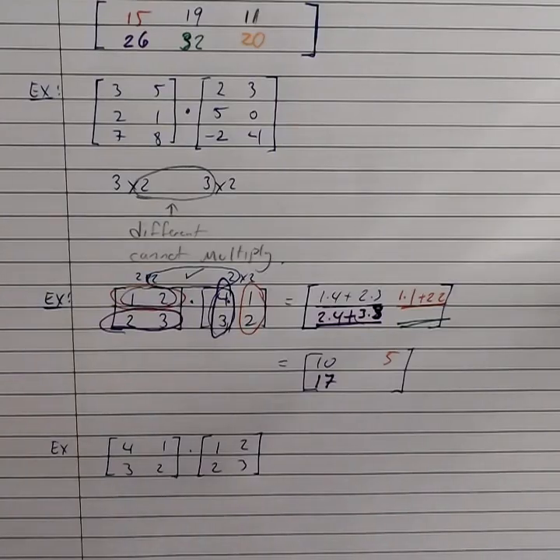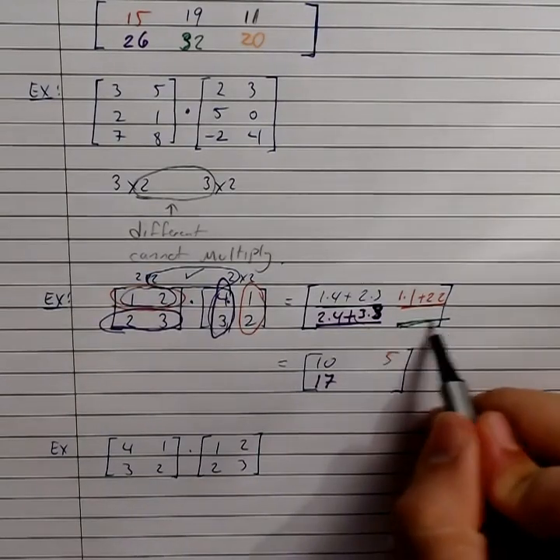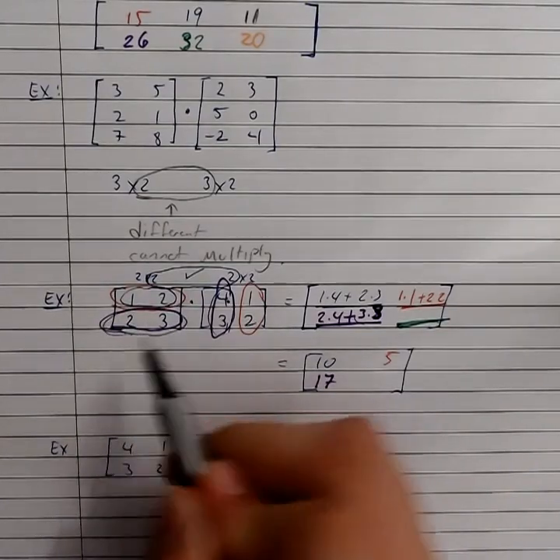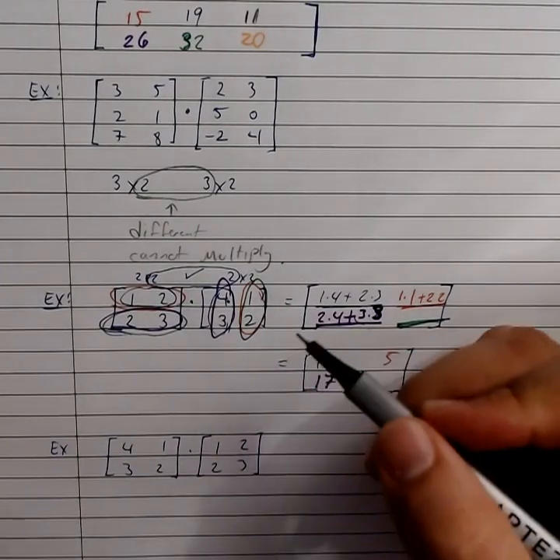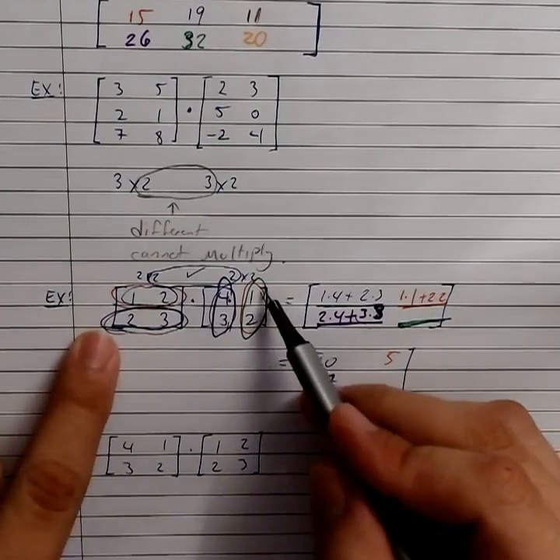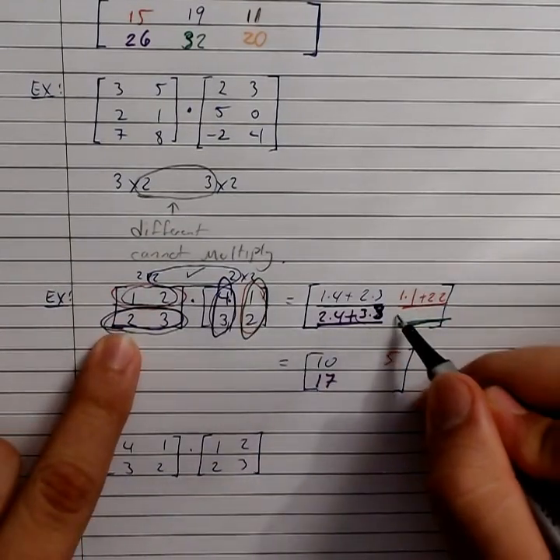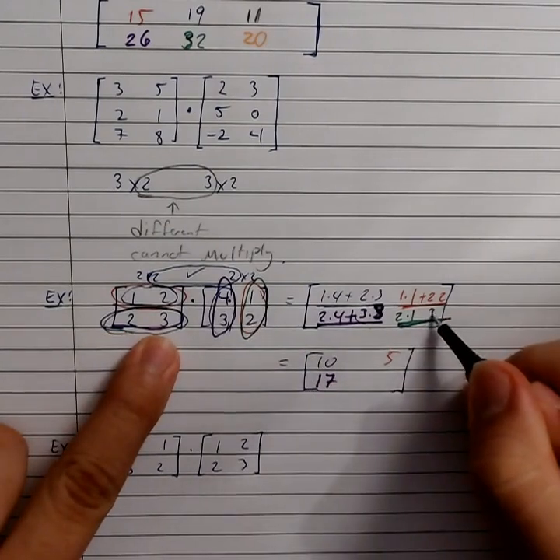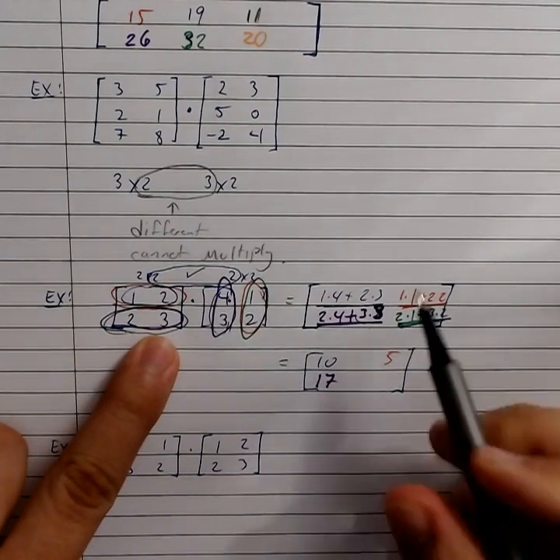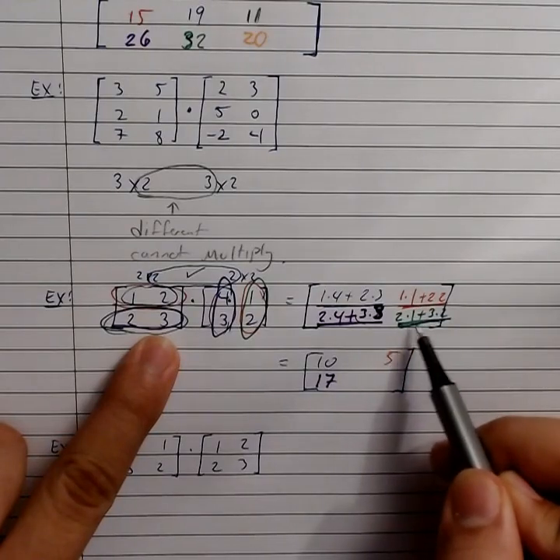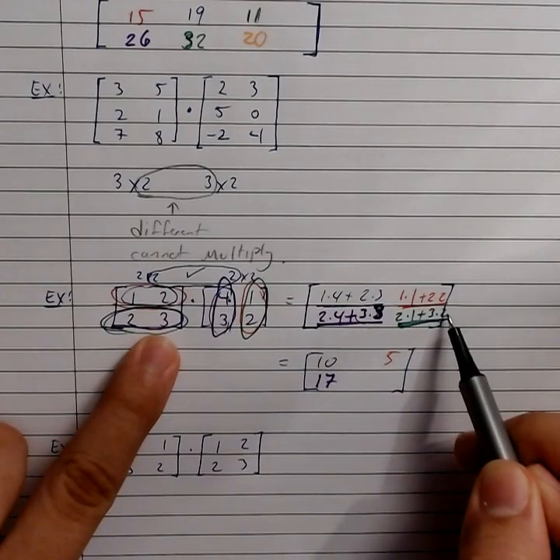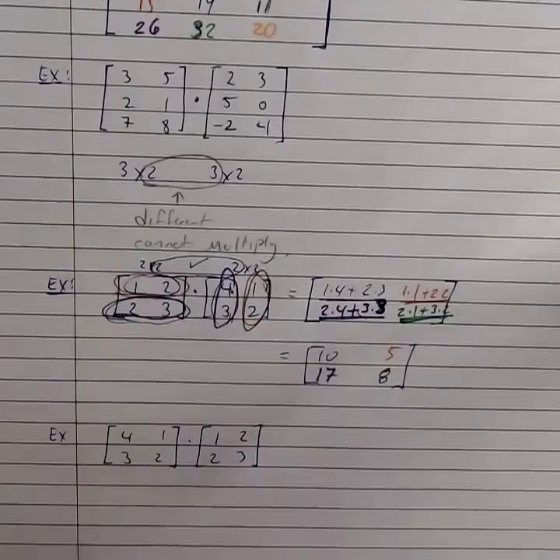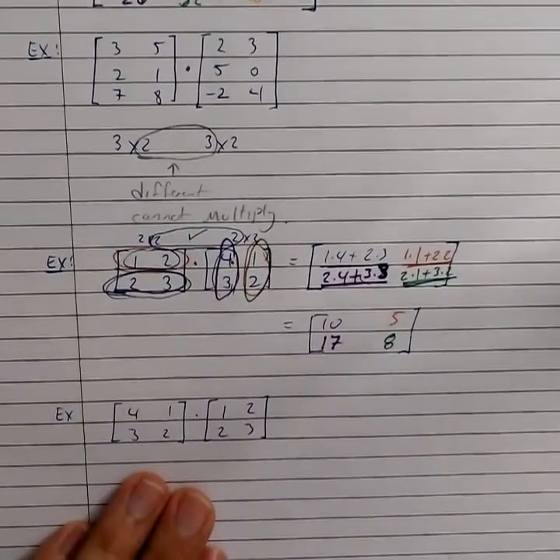And finally, this is second row, second column. So second row from the left, second column from the right, left to right, top to bottom. 2 times 1 goes first, and then 3 times 2 goes second, and then you add. So 2 times 1 is 2, 3 times 2 is 6, and 6 plus 2 will give me 8. All right, so that gives us our matrix.